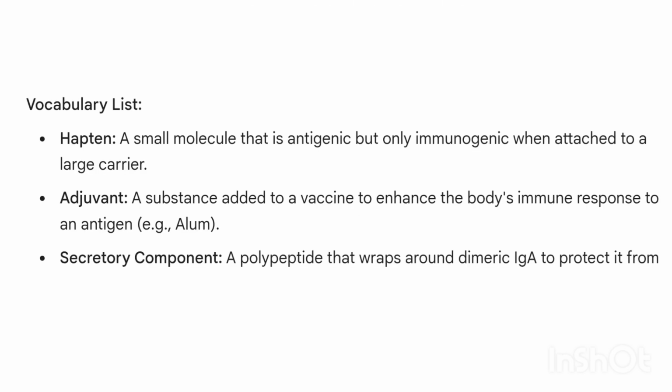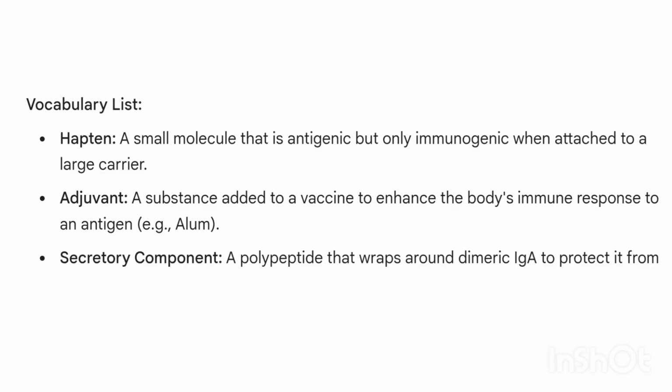Here is some vocabulary list related to immunology and the first one is hapten. Haptens are small molecules that are antigenic but only immunogenic when attached to a large carrier.